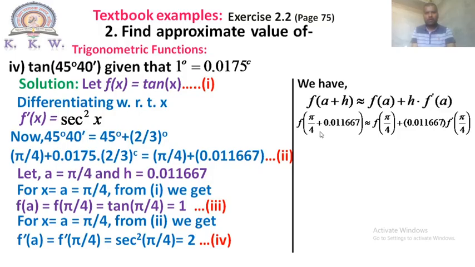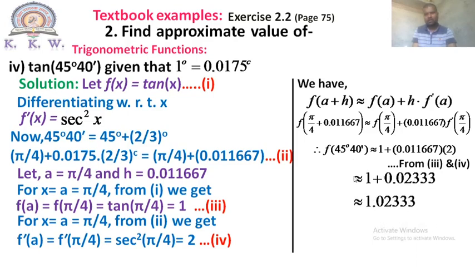Therefore, f of pi by 4 plus 0.011667 is approximately equal to f of pi by 4 plus 0.01167 into f dash of pi by 4. F of pi by 4 is 1, f dash of pi by 4 is 2. By putting these values and calculating, we get f of 45 degree 40 minute approximately equal to 1.0333. Therefore, the approximate value of tan 45 degree 40 minute is 1.0333.